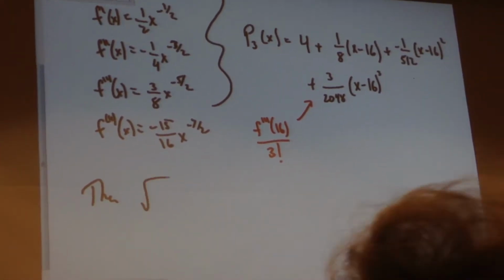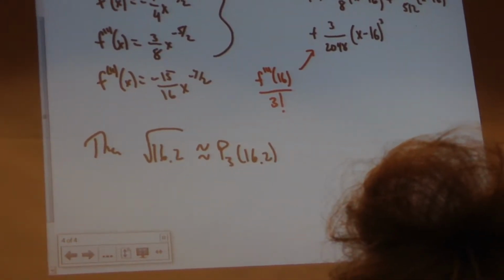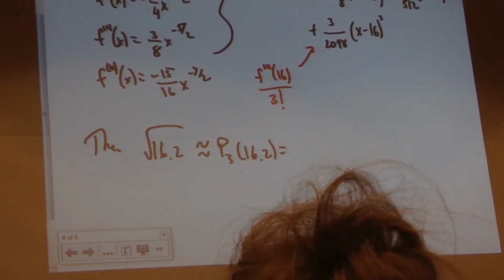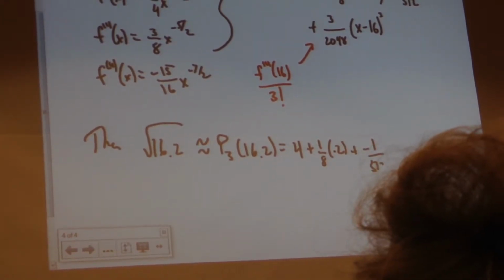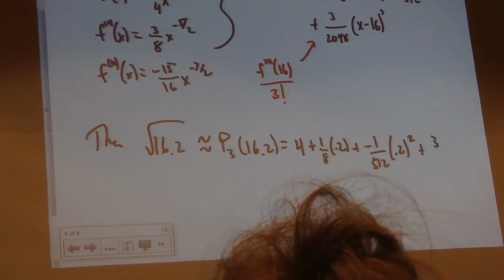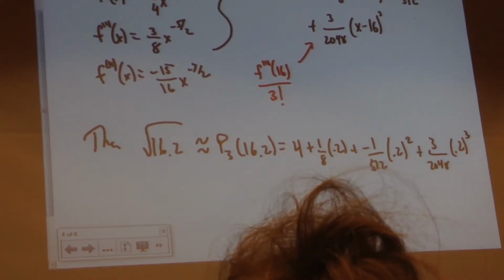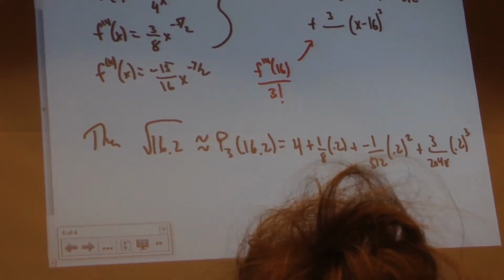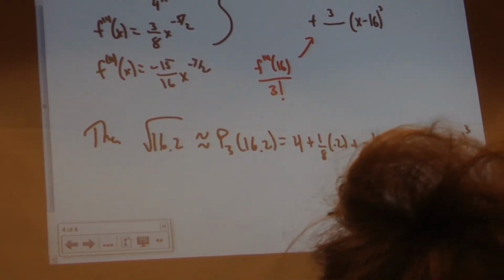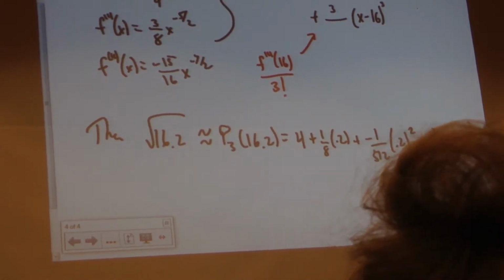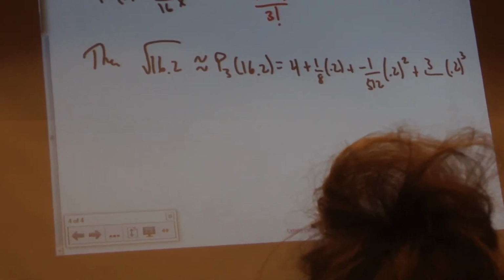And then what we say is that the square root of 16.2 is estimated by plugging 16.2 into the Taylor polynomial. And so you just run through this calculation: 4 plus 1/8 times 0.2 plus negative 1 over 512 times 0.2 squared plus, I think, 3 over 2048 times 0.2 cubed. I got it. It's not 1/4. What is it? I don't know. I got 1 over 16,384. I'm going to leave it blank for a while until two people tell me the same answer. The number is not super important, and that's a plug into your calculator.